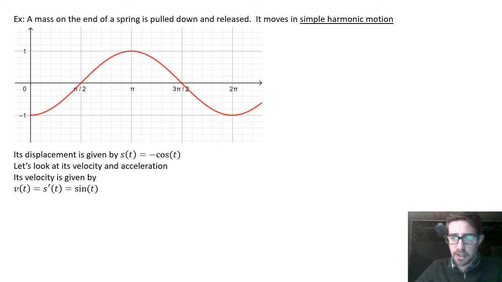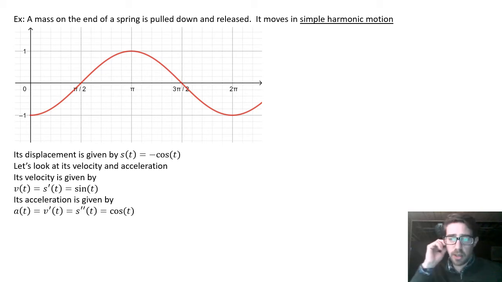So velocity is the derivative of displacement. The derivative of negative cosine is negative sine, or just sine, right? So the derivative of negative cosine is sine. So its velocity at any time, at least between 0 and 2 pi here, is just given by sine of t.